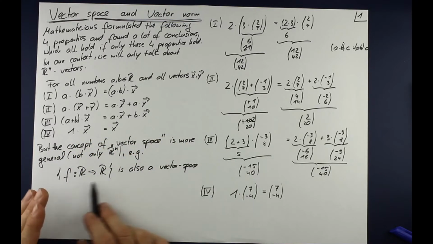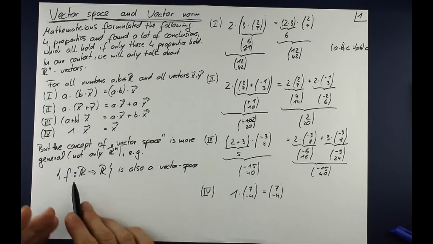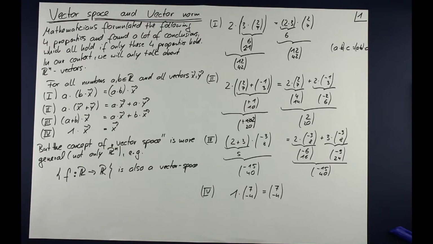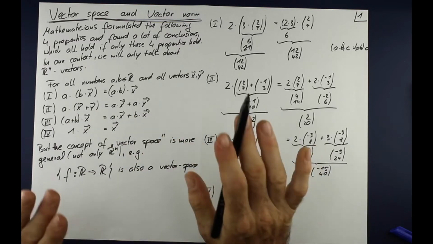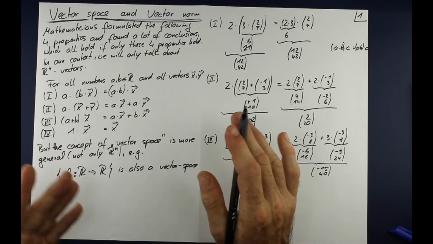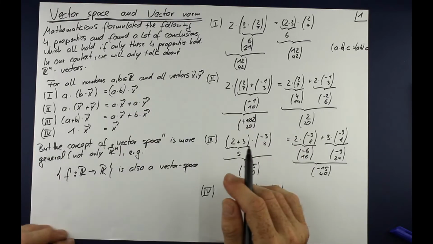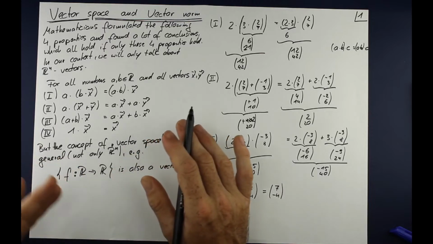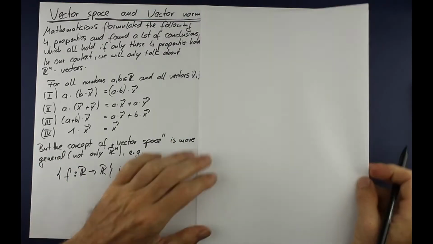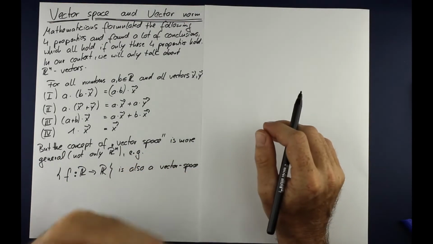The set of all functions defined on R is also a vector space, and also these properties hold, and a lot more examples. As I said, we need only Rn, so we don't want to spend much energy on examples outside Rn. Okay, and now we want to talk about a vector norm.